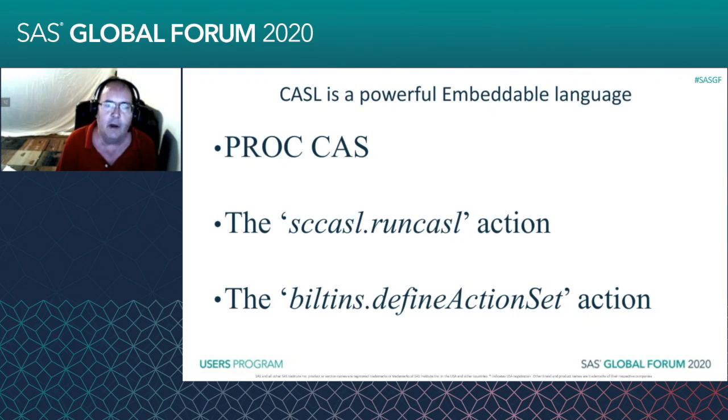We also have the SCCASL runCasl action. This allows you to take your program that you would normally run in SAS, but run it actually as an action in the server. This allows you to get closer to your data, and once you're in the server, you actually have a few extra special things you can do. But the code is identical from one place to the other. We actually don't know where you're running. It looks the same no matter which location you're running from.